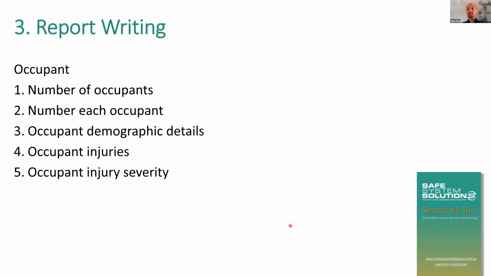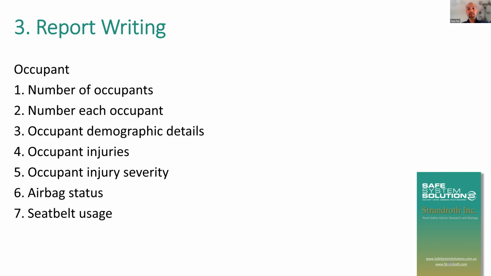And sorry, occupant injuries as in what type of injuries they may sustain. So it could be a bruise, it could be broken bones, and so on and so forth, but also the severity as well, which is indicated by AIS. Airbag status, whether the airbag has actually been deployed or not, and seatbelt usage.